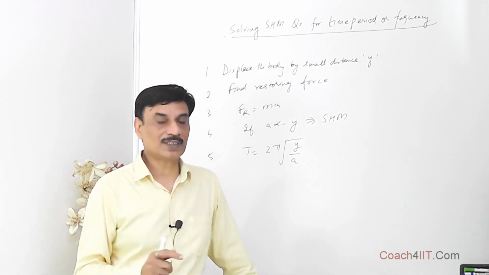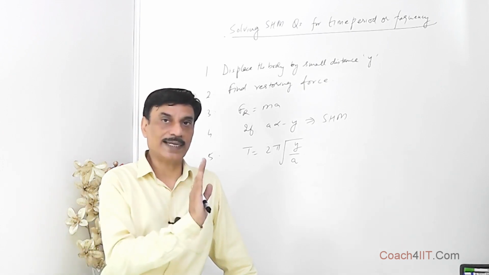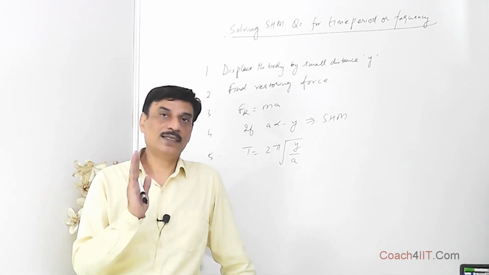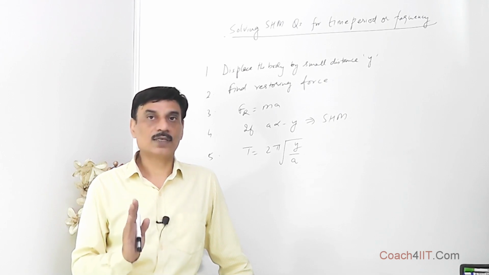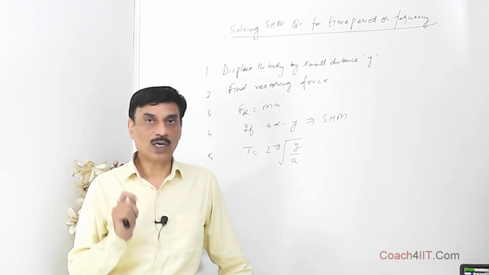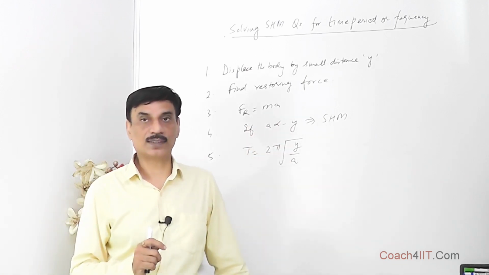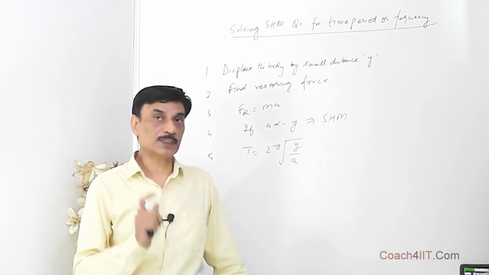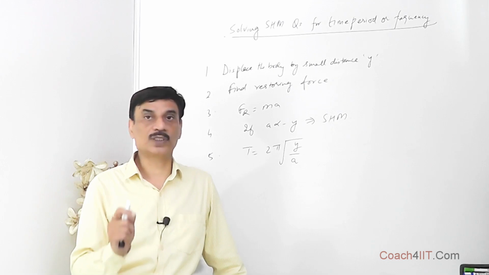So over here the first step is you displace the body from its mean position by a small distance x or y. Over here we have taken it as y. Once it is displaced, it will have a tendency to reach back to its mean position. That is, we find the restoring force. Once we find the restoring force, we put it equal to m into a, that is mass into acceleration. If the acceleration comes out to be minus y, that is minus of displacement, this is a necessary and sufficient condition to prove that this motion is SHM.